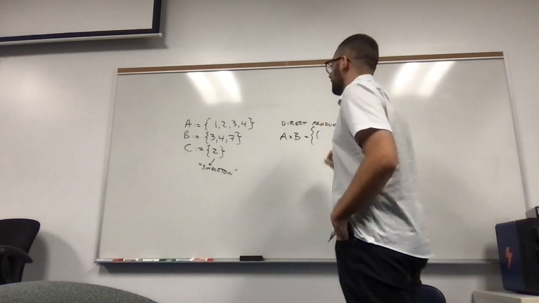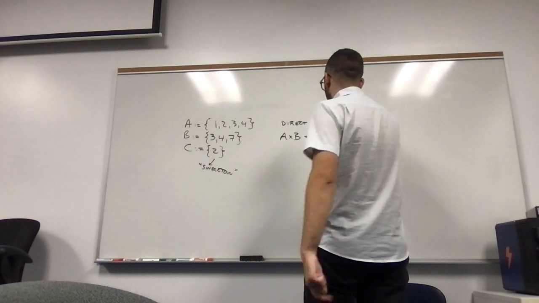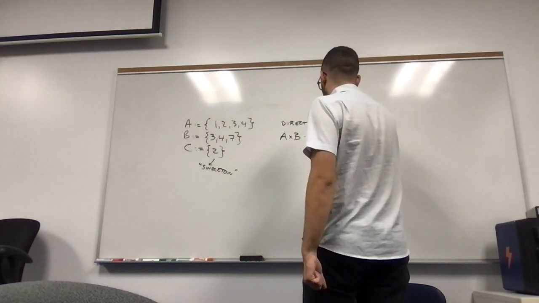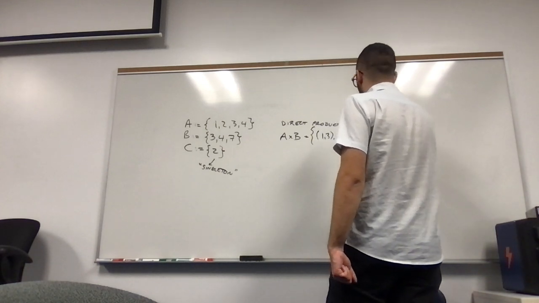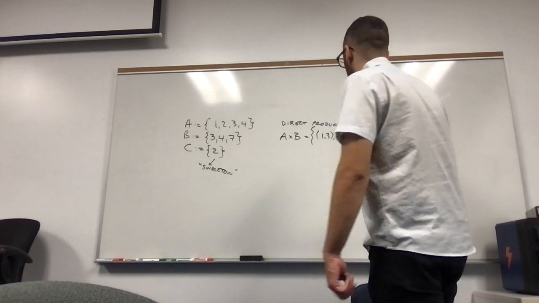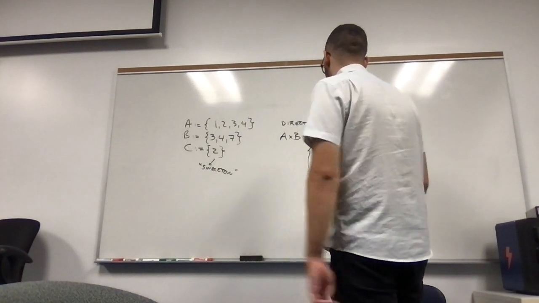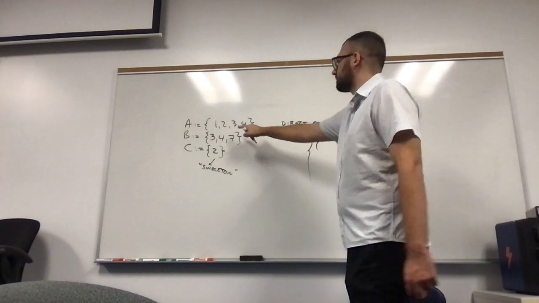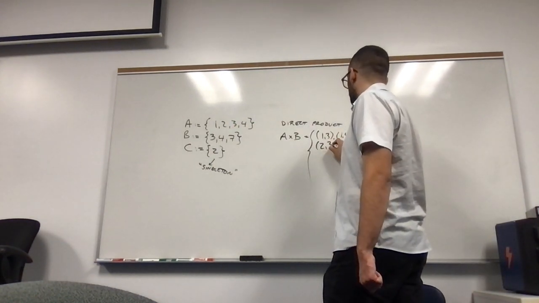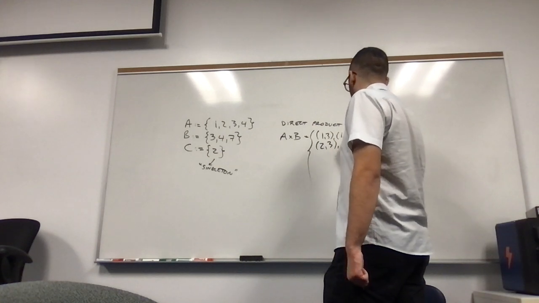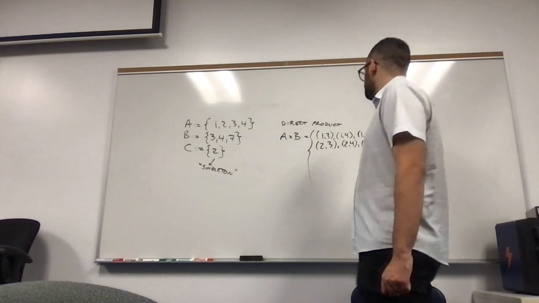Usually what I like to do is pick something in A and then pair it with everything in B. So we're going to pick 1, and then we'll say, well, 1 goes with 3, 1 with 4, 1 with 7. And I often will just put them on new lines. You don't have to. I just find it a little bit easier. Now we've done 1 with everything in B, now let's do 2. 2 with 3, 2 with 4, and 2 with 7.